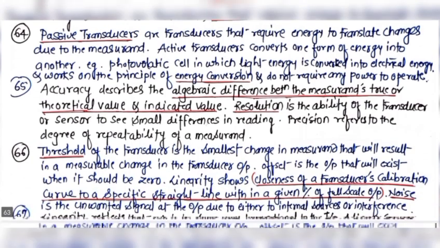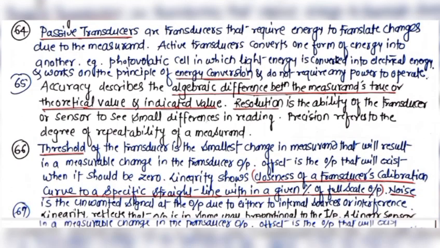Passive transducers are transducers that require energy to translate changes due to the measurand. Active transducers convert one form of energy into another. For example, a photovoltaic cell, in which light energy is converted into electrical energy, works on the principle of energy conversion and does not require any power to operate.